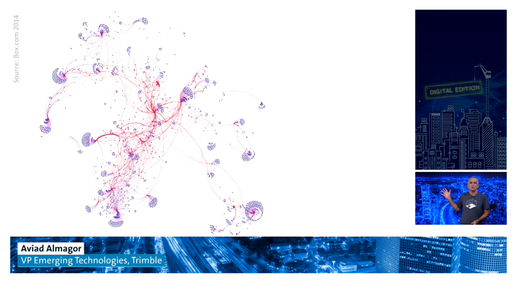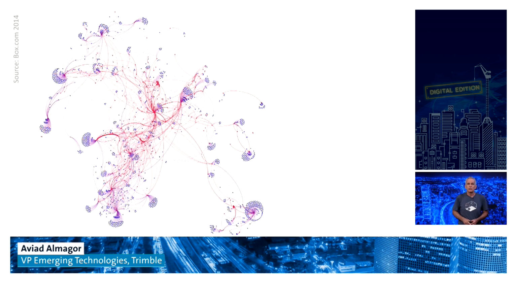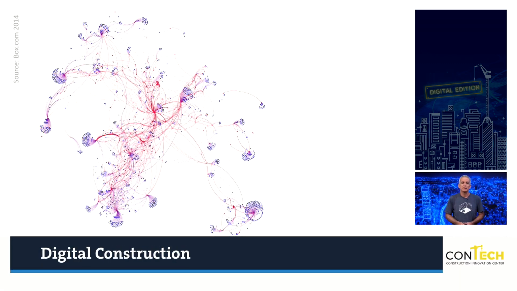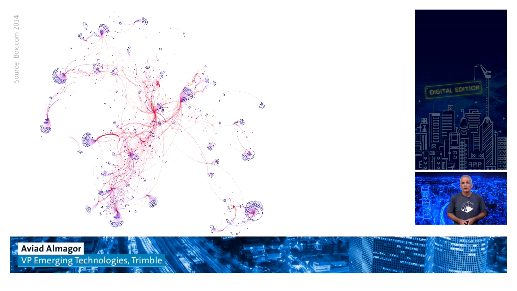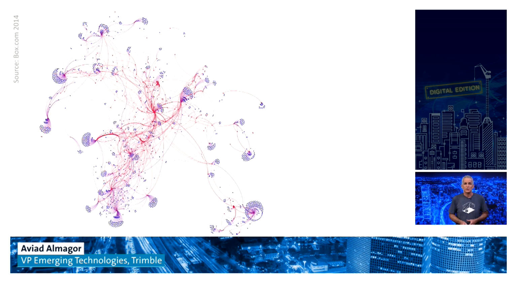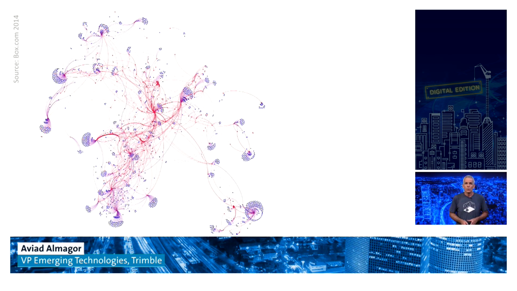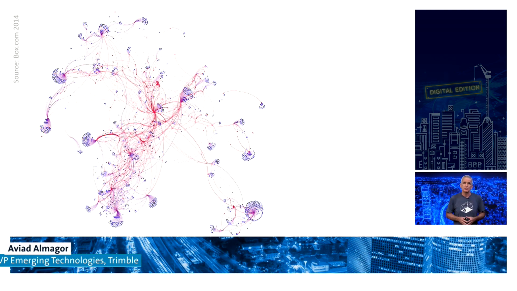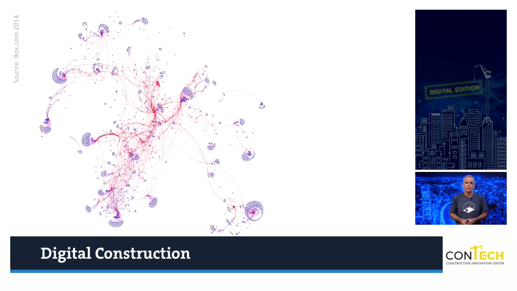This is a beautiful picture. It was created by Box.com in 2014 as part of the research about information flow in different organizations, different industries. This specific image is about a typical large construction organization. We'll come back to this image later because it illustrates the challenges we have in the construction industry.